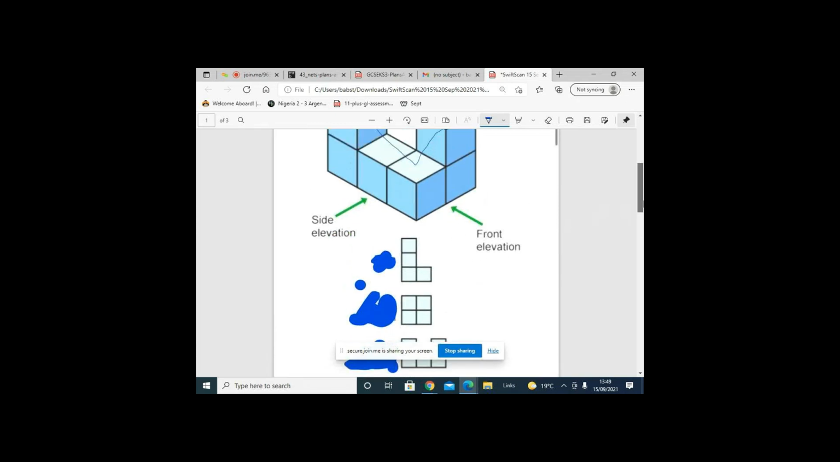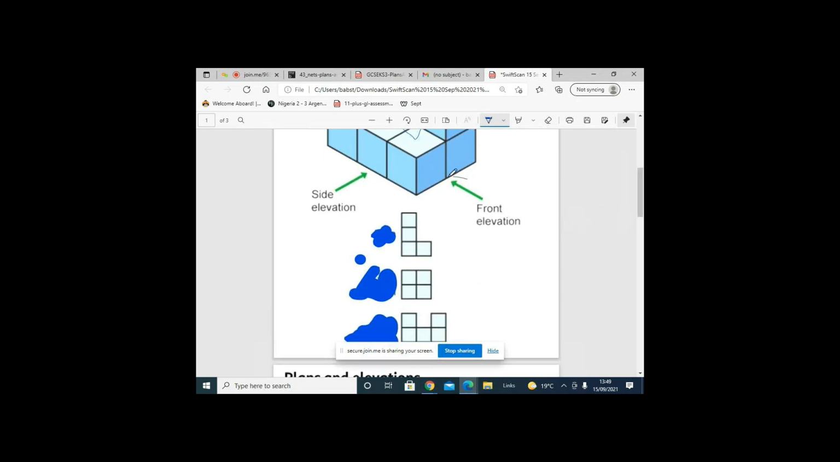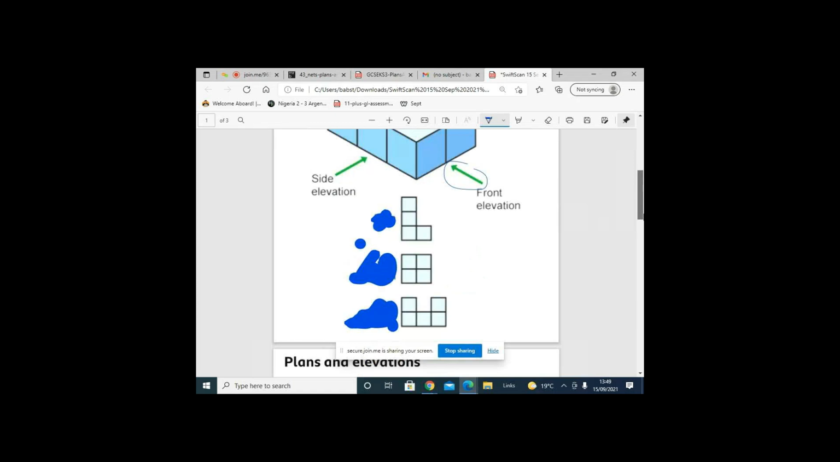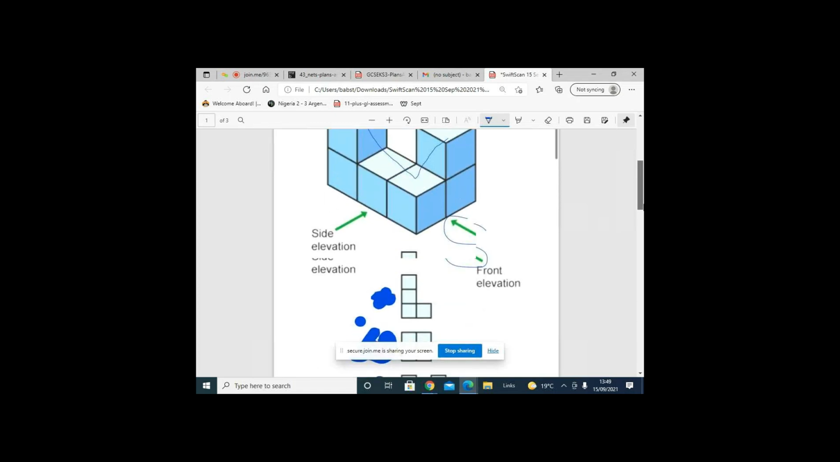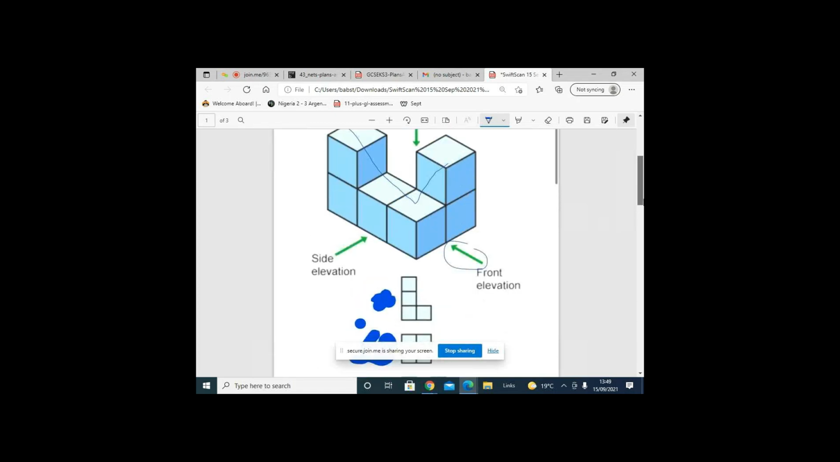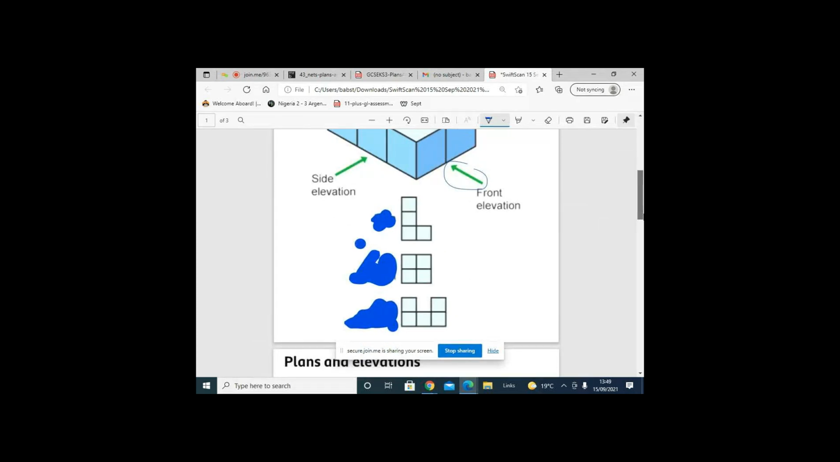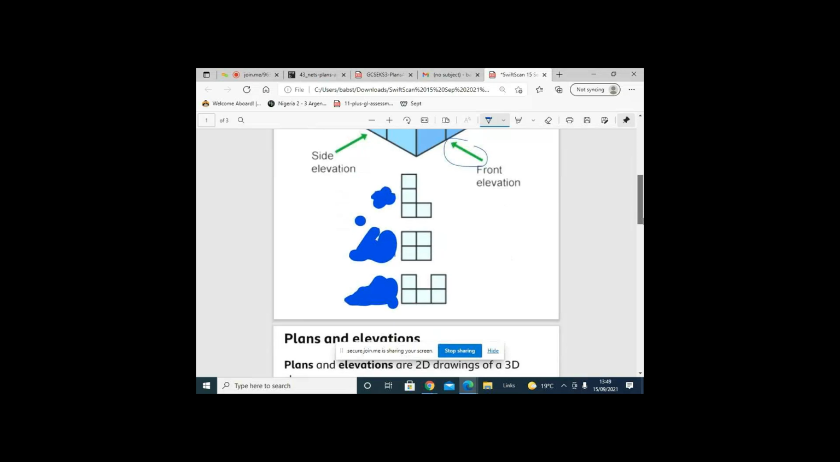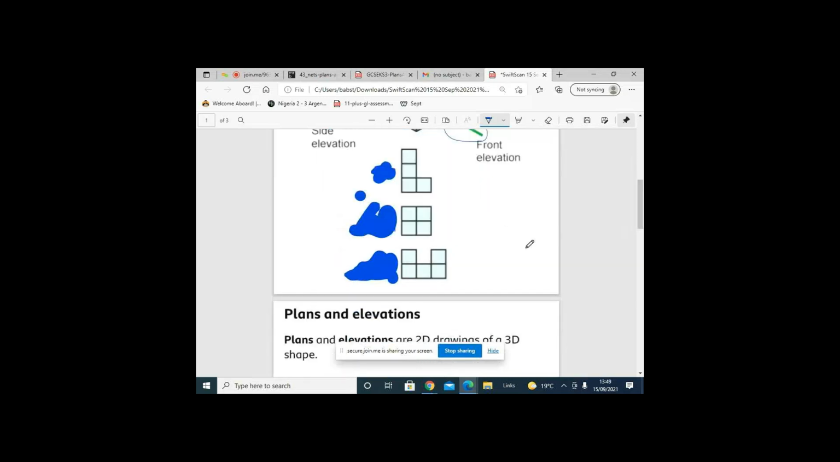If you are looking at it from this side, the front elevation, which side will you see? Number 2. Yes, that one is correct. So from the side elevation, what will you see? You'll probably see number 3. You get it, that's fine.